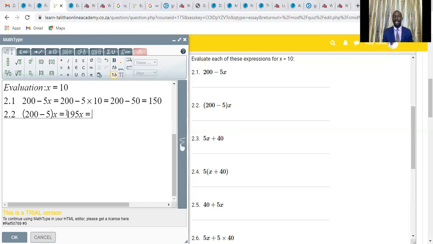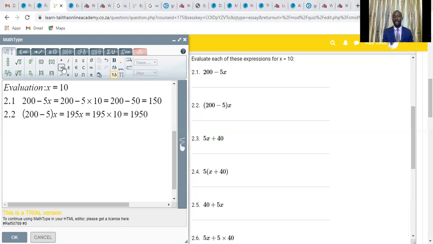Now, the next thing that we want to deal with at this point in time is to substitute 10 for x, because we have been given that x is what? Is 10. 195, and what we get later is going to be 1950. Yes, that is how we would evaluate question 2 part 2.